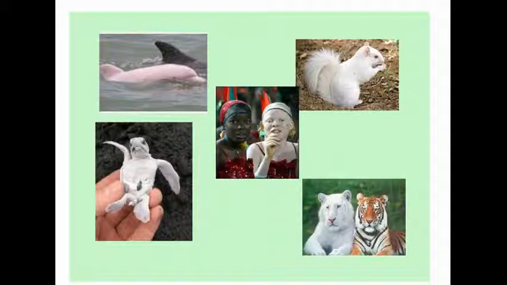And here's some animals in the wild. Like here's a little squirrel that's an albino. So you can see he's got red eyes. It's all white fur. Now, usually in the wild, this would not be good.